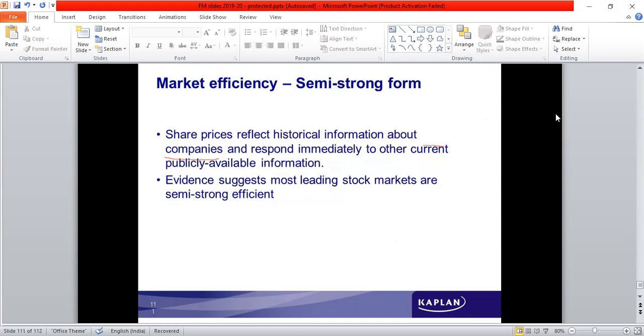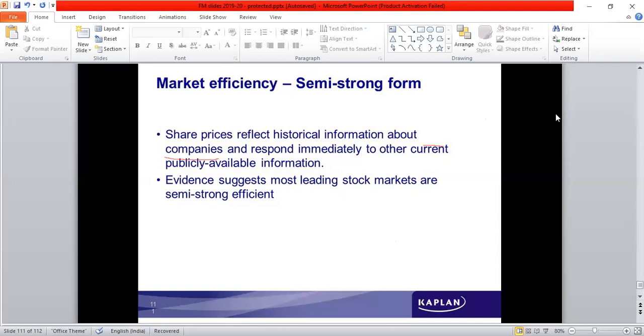If it is a semi-strong form of market, share prices reflect historical information about companies and respond immediately to other current publicly available information. Yes, they depend on the past historical value, but at the same time, share prices reflect historical information about companies and respond immediately to other current publicly available information. So if there is anything available, they also respond to that publicly available information.